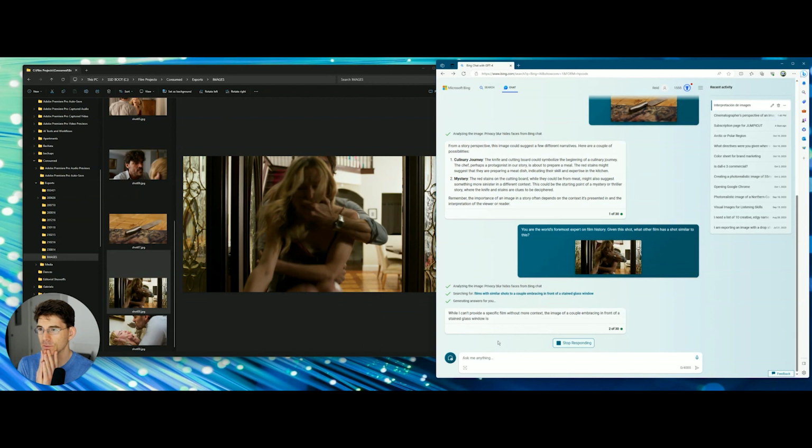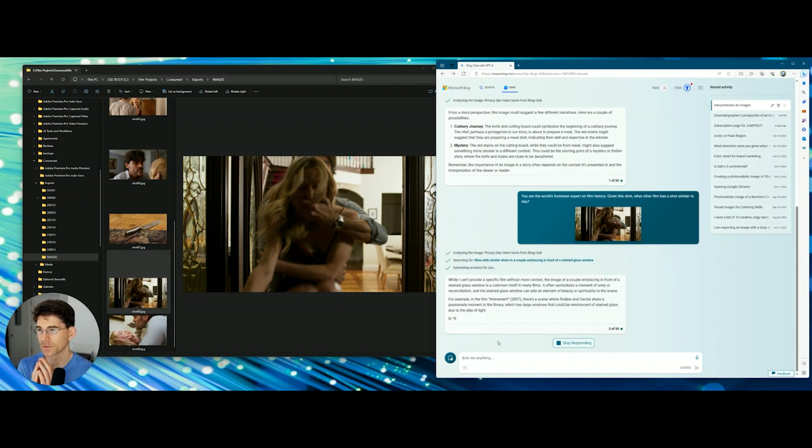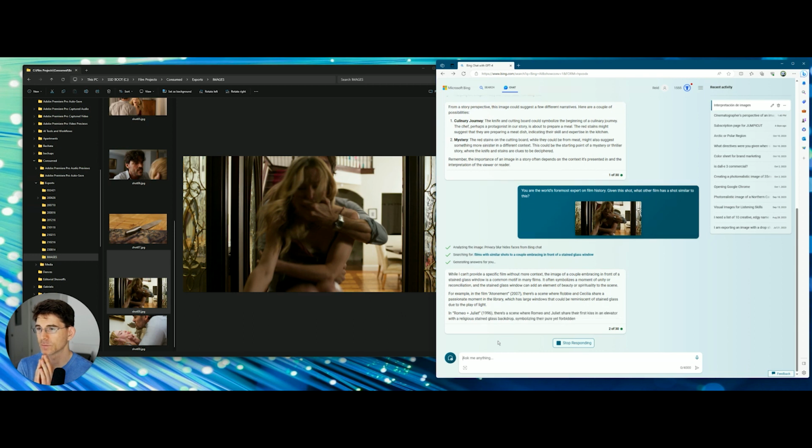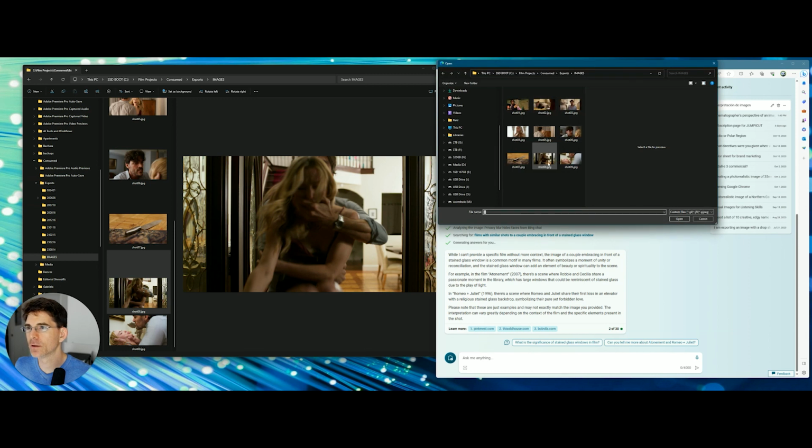Oh, interesting. It's describing another image: a couple embracing in front of a stained glass window is a common motif in many films. So it's looking at the window and noticing the stained glass. I don't know if you would really call that a stained glass window of the door. And then it just knows that there's two people, but it's not really grasping the context of why the two people are embracing. Oh, that's pretty hilarious. Let me upload it again.